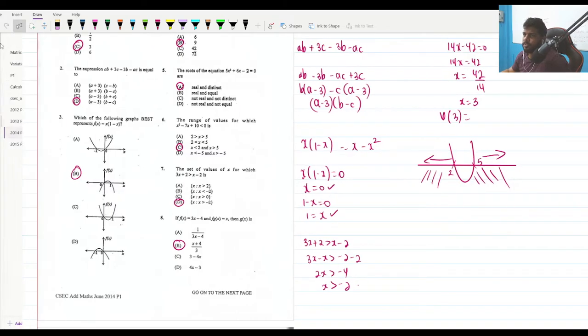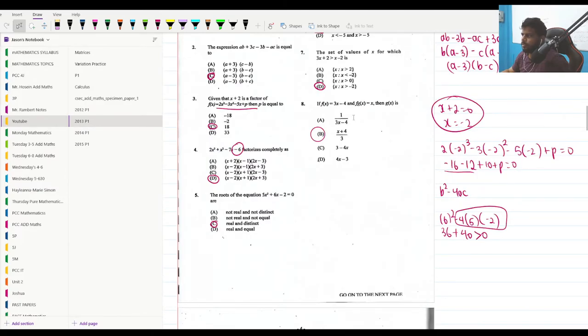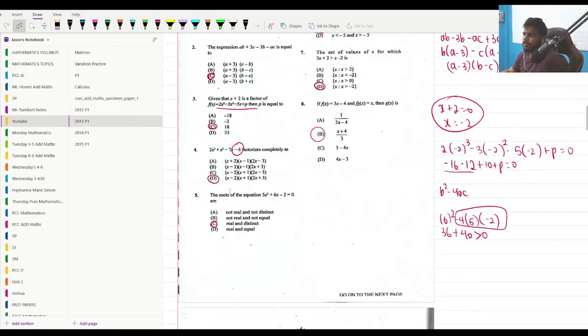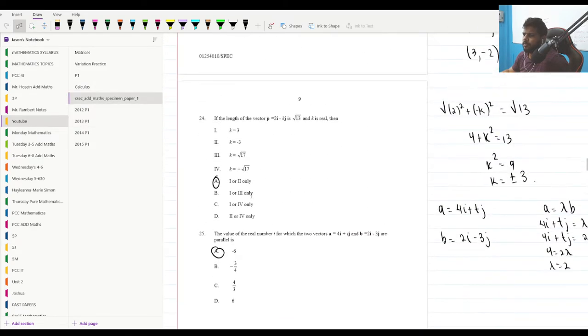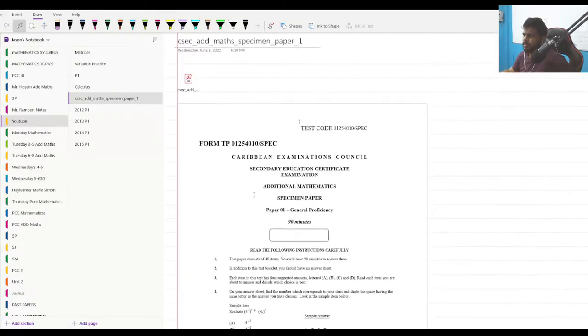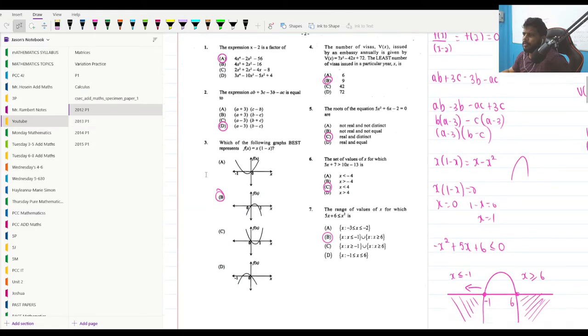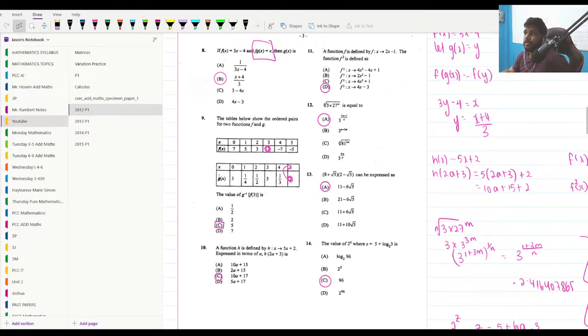3x minus 4, let me just double check. 3x minus 4, yep. Ha, this is a nice question. I think this question did come in one of the papers. I'm just double checking here. Either it came in one of the papers or it looks familiar because I did it already. Actually, it did come in one of the papers.